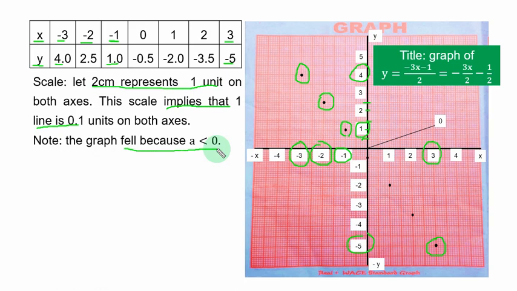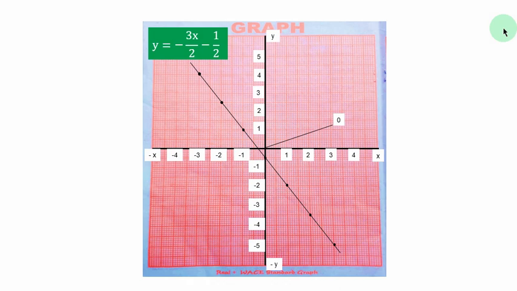So the next thing is to join the points together after plotting them. So this is the final result. So with your ruler, you join all the points together. So after doing that, you see that it is a straight line graph, as we explained earlier. For every linear function, the graph is always a straight line graph.